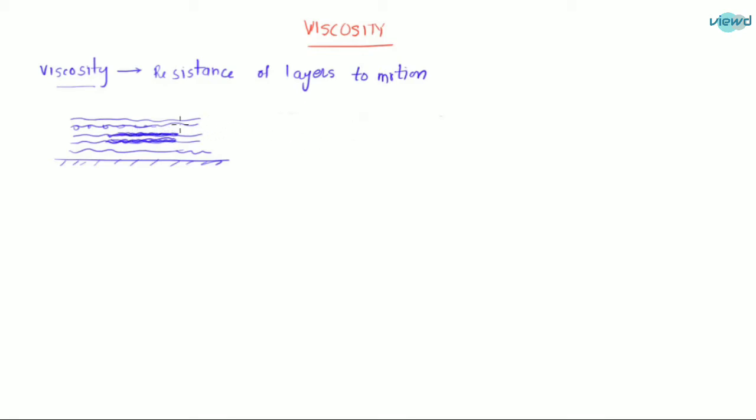There are also some important points to be noted. This viscosity has another name, absolute viscosity. If in a question it is given just viscosity, it means it is referring to absolute viscosity or dynamic viscosity. And now, what is the effect of temperature on viscosity? Let us see how viscosity is affected by different properties.